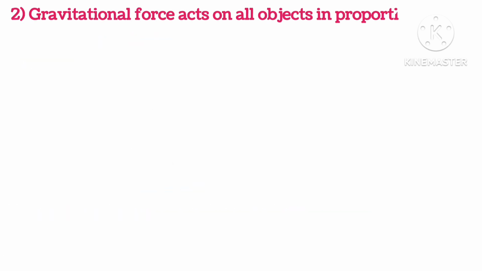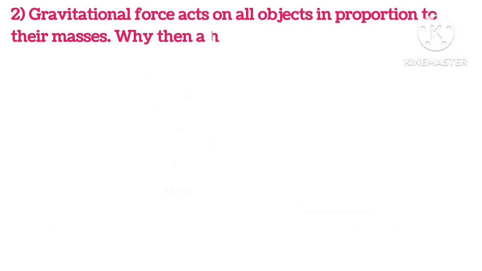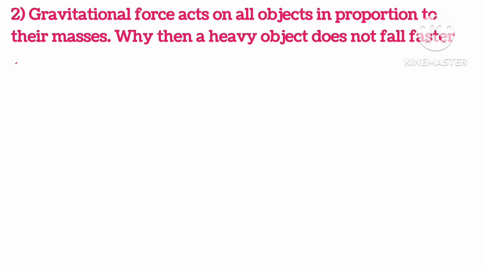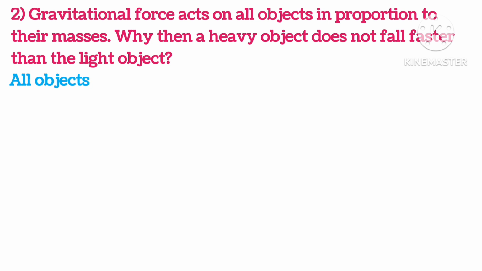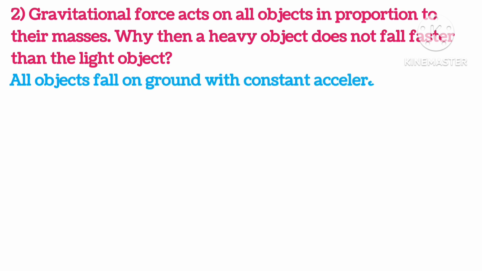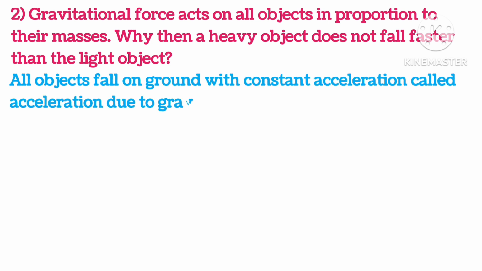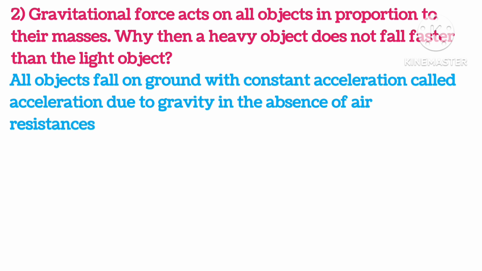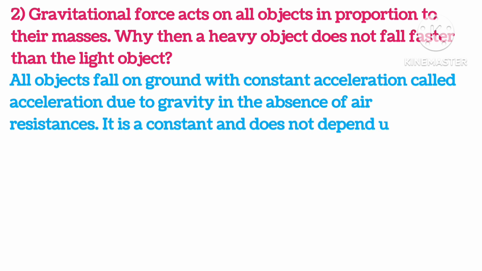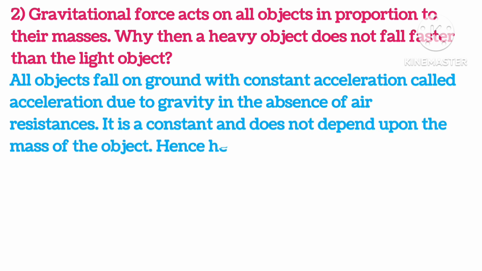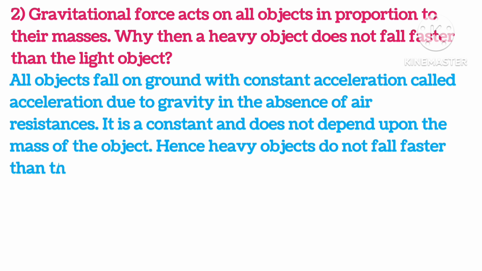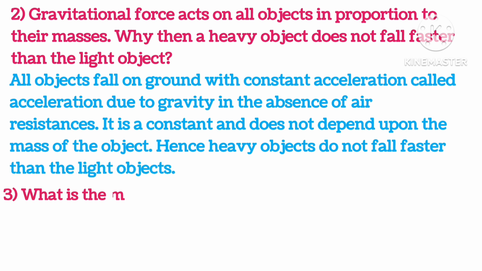Gravitational force acts on all objects in proportion to their masses. Why then does a heavy object not fall faster than a lighter object? All objects fall to the ground with a constant acceleration called acceleration due to gravity, in the absence of air resistance. It is constant and does not depend upon the mass of the object. Hence, heavy objects do not fall faster than lighter objects.